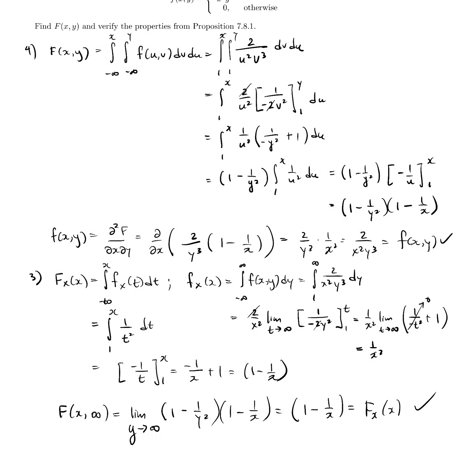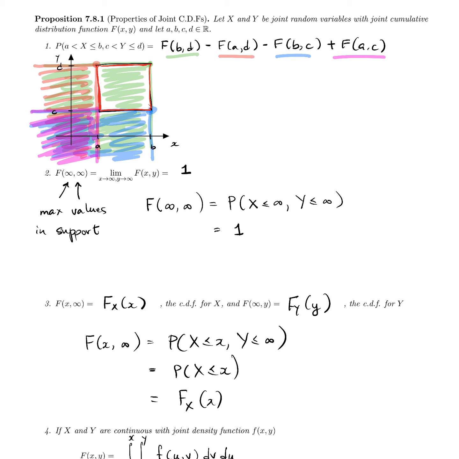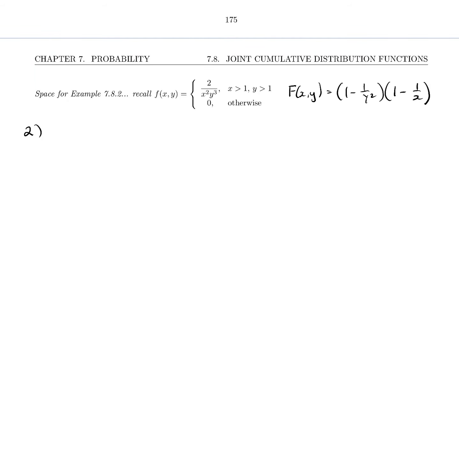Let's go back and see what property 2 was. Property 2 in proposition 7.8.1 was that if you take the limit as x and y go to infinity, sometimes written as F of infinity comma infinity, you should get 1. That is easily verified with our rule for the joint CDF. F of infinity, infinity is the limit as x and y go to infinity of 1 minus 1 over y squared times 1 minus 1 over x. Both of these terms go to 0, so I get 1 minus 0 times 1 minus 0, which of course is 1. So that property is verified.